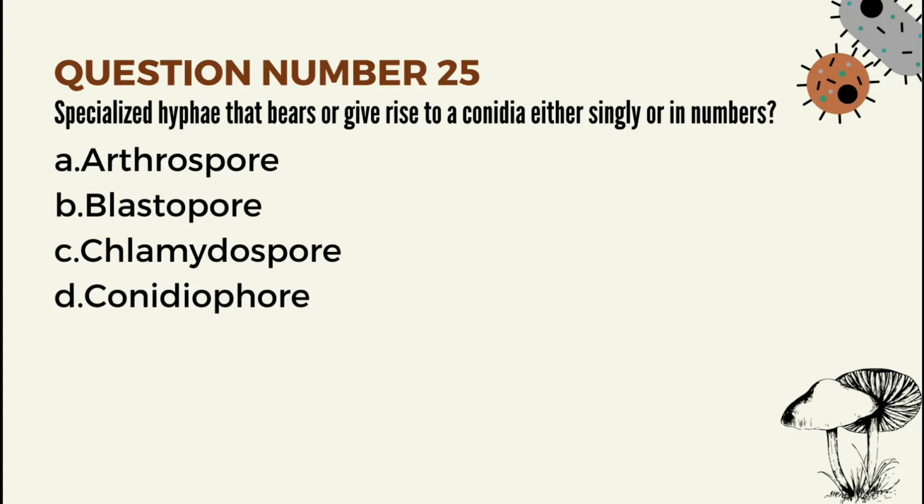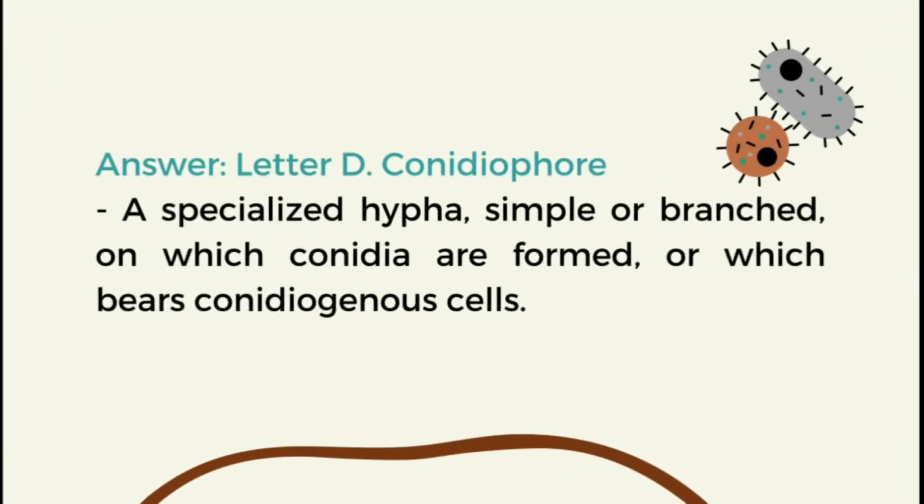For question number 25, a specialized hypha that bears or gives rise to conidia either singly or in numbers. A. Arthrospore, B. Blastospore, C. Chlamydospore, or D. Conidiospore. Answer is letter D, Conidiospore. A specialized hypha, simple or branched, on which conidia are formed or which bears conidiogenous cells.